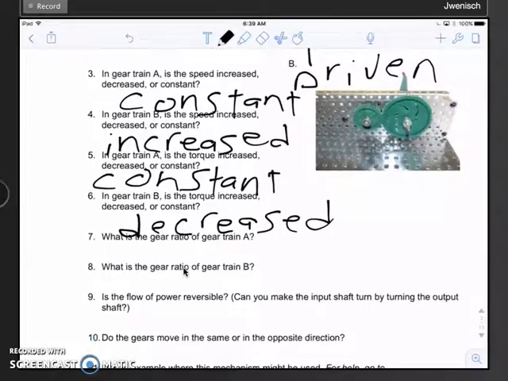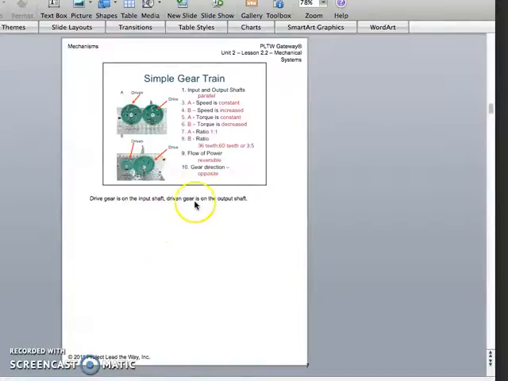Gear ratio of gear train A, because of the same size, that's just 1 to 1. In gear train B, we actually have to count up how many different teeth this one has, how many different teeth this one has, or we can measure it. Take a ruler, measure how far is it from here to here, how far is it from here to here. It looks to me it's about, just guessing, I'd say it's about 3 to 1. I don't have a ruler on to measure it, so I can't say for sure. But actually, I could go look at the answers. And it looks like it is 3 to 5. Or 5 to 3.